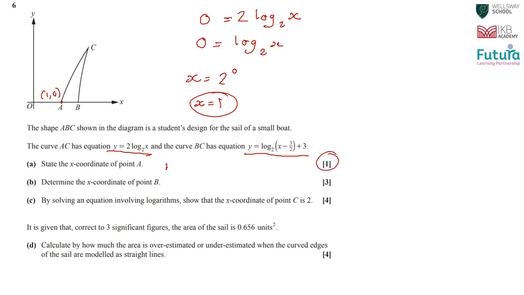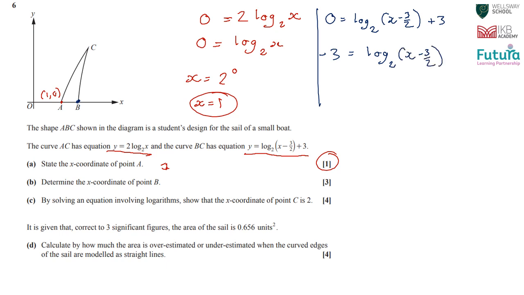Right. Part B. Determine the x-coordinate of point B. So for point B, it makes sense that we can substitute y equals 0 into our other log equation. So we're going to get 0 equals log 2 (x minus 3 over 2) plus 3. The way that we can first of all solve this is by taking away 3 from both sides. So minus 3 equals log 2 (x minus 3 over 2). To solve that, we can get 2 to the power of minus 3 equals x minus 3 over 2.